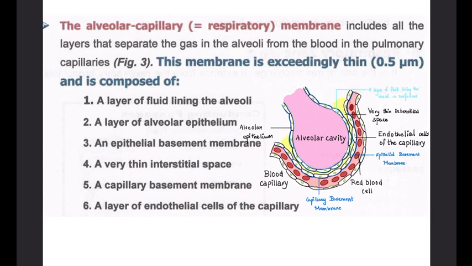Okay, now in the next video we will learn the mechanics of breathing, and it's very important. This was just the introduction. In the next video I will solve all the questions of surfactant, dead space, tidal volume, residual capacity, and everything.